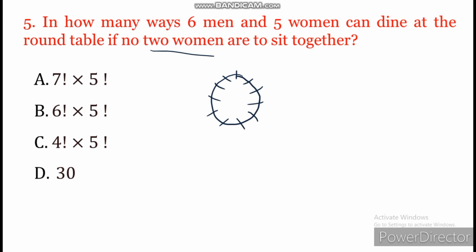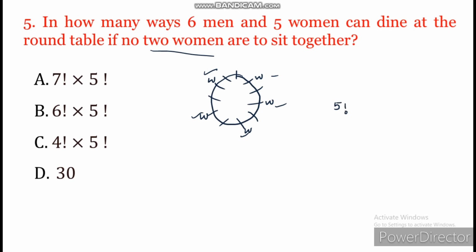Now no 2 women sit together. It means between 2 women there should be at least one man. If I write woman here, I have to write woman here, here, here and here, because no 2 women should sit together. So here I cannot write woman, and here I cannot write woman. So I have to write woman in this way. How many options do you have? 1, 2, 3, 4, 5. In how many ways can they be arranged? 5 factorial ways.